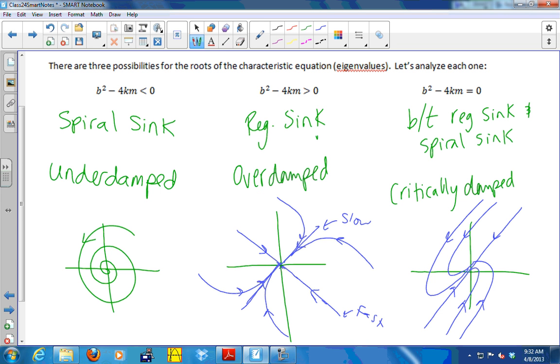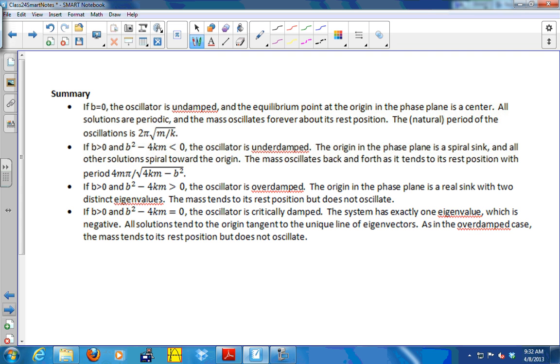All right, so I typed out a full summary of what all these things say. B is 0, oscillator is undamped, the origin is a center, all solutions are periodic. The mass oscillates forever about the rest position. If B is positive and B squared minus 4km is negative, the oscillator is underdamped. We have a spiral sink. And if B is positive and B squared minus 4km is positive, we have an overdamped situation where we just have a regular sink. So the mass tends to its rest position with no oscillations.